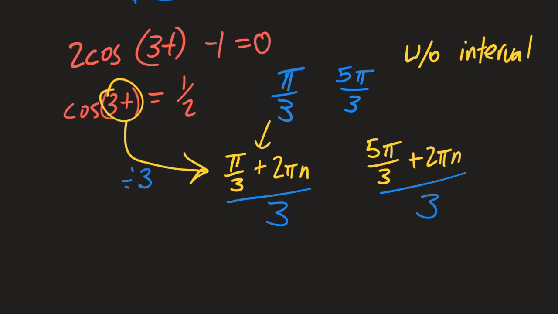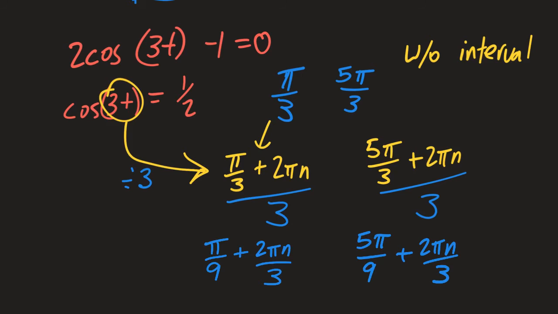Now you could go piece by piece. Pi over 3 divided by 3 gives you pi over 9 plus 2 pi n over 3. Okay, you can also write it as 2 pi over 3 times n. And we've also got 5 pi over 9 plus 2 pi n over 3.